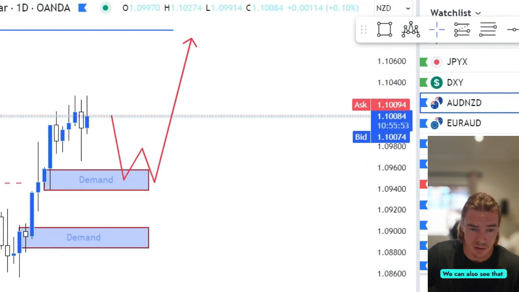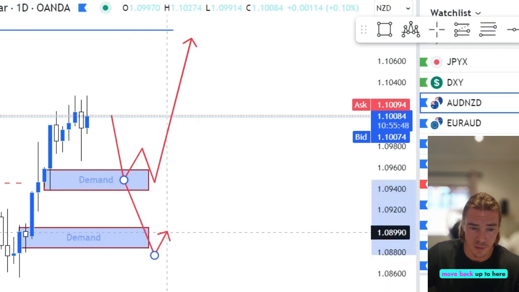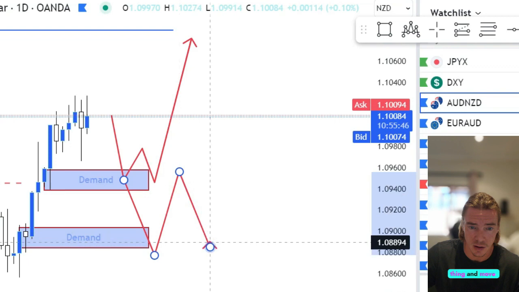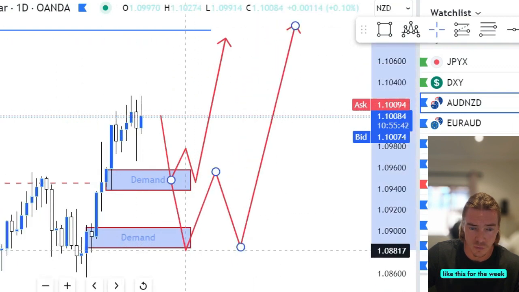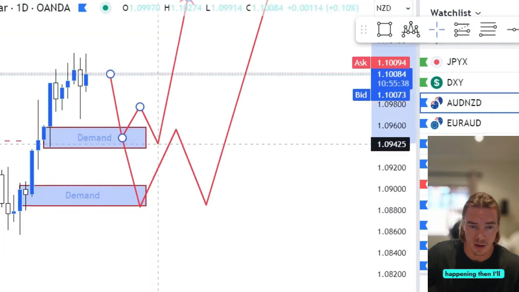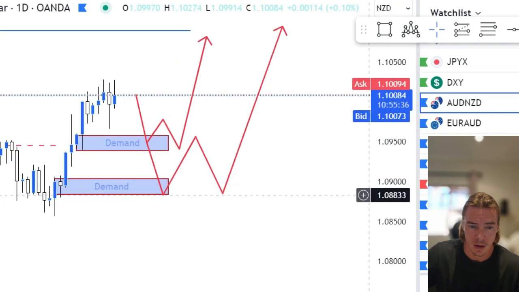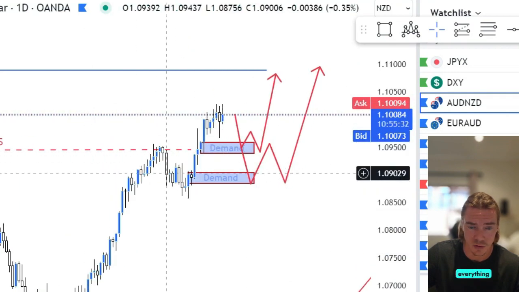We can also see that the area could push down possibly to here even, and then move back up to here, and then do the same thing and move higher. So I'm looking at something like this for the week, and if I get any of these happening, then I'll most likely take them. Okay, and that is as simple as it gets, guys. So high time frames, looking for everything.